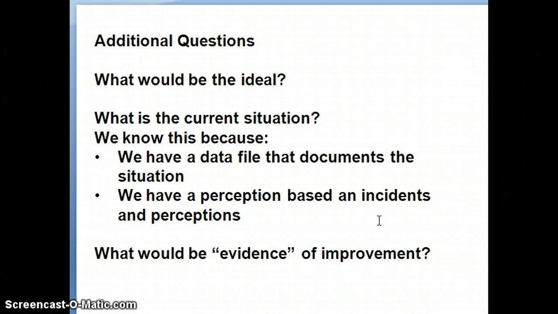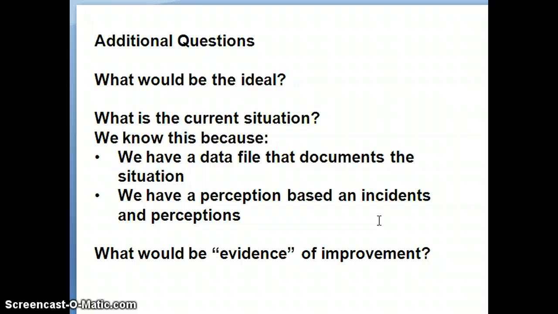Then secondly, what's the current situation? So obviously we've got a discrepancy between the ideal and where we are right now. If we already had achieved the ideal, it probably wouldn't be an issue. That's why it's probably an issue. Now, why do we know it's an issue? Well, first of all, one possibility is we have a data file that documents the situation. So we've been keeping meticulous records, and we have a pretty good record that supports our concern. Or more likely, we have a perception based on incidents and perceptions.